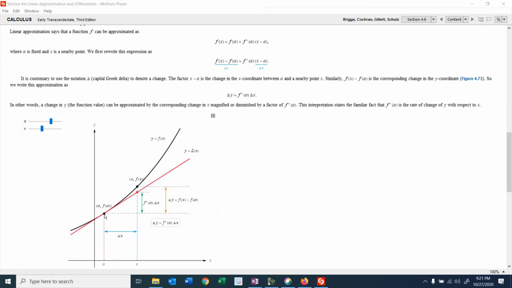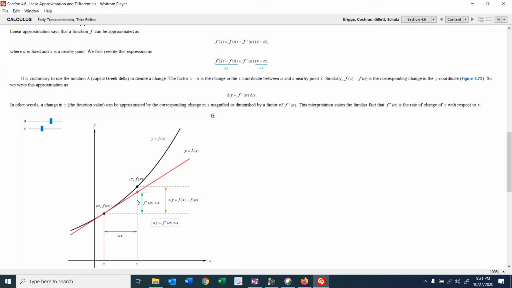Okay, so in the last video, we showed that we can come up with the equation of this line, and that gives us our linearization function L of x. And if you remember, L of x turned out to be f evaluated at a plus f prime of a times x minus a. So this is L of x, and we derived that in the last video. That just comes from the equation of this tangent line.